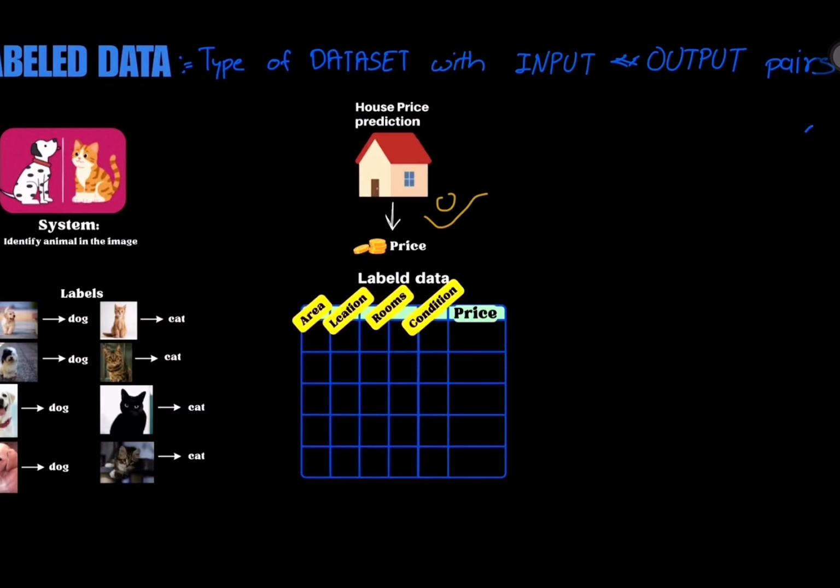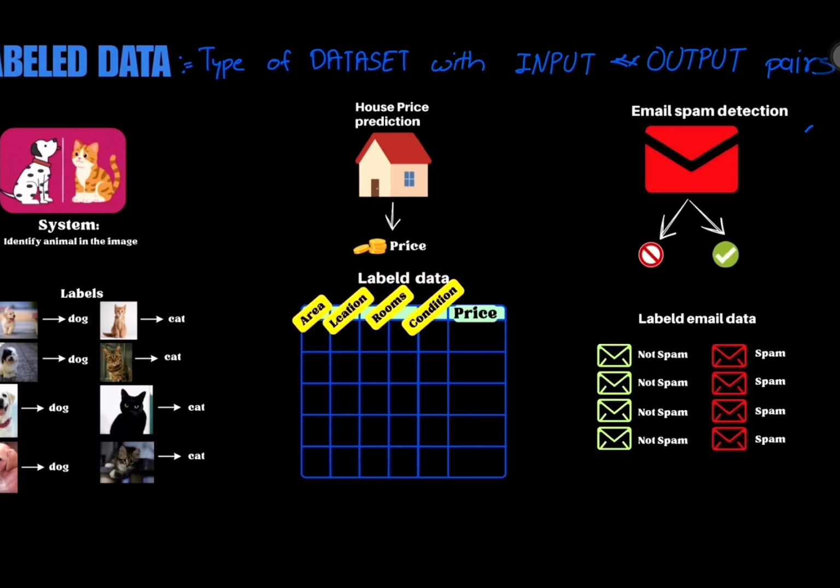Here is another example, where I want to create a system that can predict the price of a house. For that I will have a data set with many features, like the area of the house, where the house is located, how many rooms there are, and what the condition of the house is, is it old or brand new. Along with that I have the price ready as my output. So these are my input data and this is my output. This is my label. This is another example of labeled data.